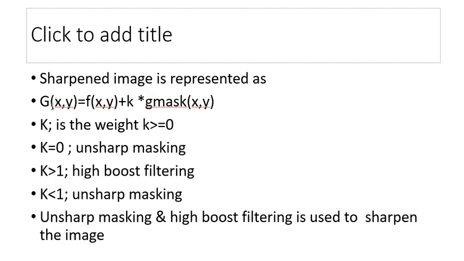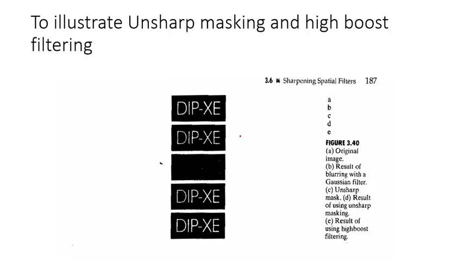So the next equation would be g of x comma y is equal to f of x comma y plus k into g mask of x comma y. If the value of k is 1, then it's unsharp masking. If the value of k is greater than 1, then it is high boost filtering. If the value of k is less than 1, it is also unsharp masking. So unsharp masking and high boost filtering are used to sharpen the image.